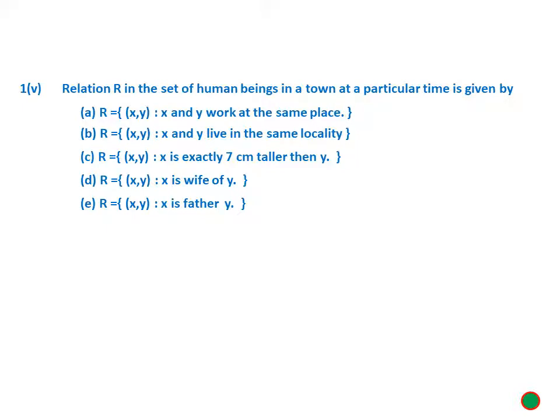This is the first question, fifth part. Under that there are 5 subsections, 1, 2, 3, 4, 5. So let us try to work out. First question, A part: R is (x, y) such that x and y work at the same place. Is it reflexive? Is it symmetric? Is it transitive? Let us work out.